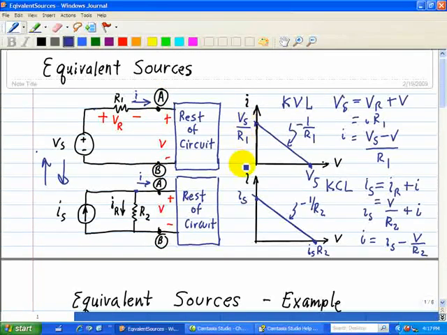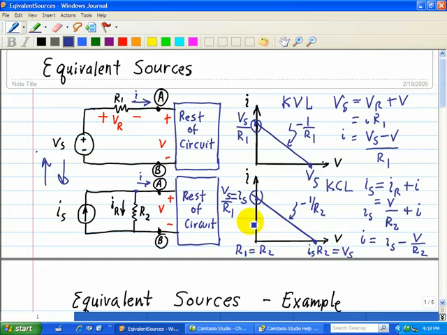Now, in order for these to have identical IV characteristics for both circuits at terminals A and B, we must set these equal. This point here must be equal to this point here. So we set Is equal to Vs divided by R1. So now we have that relationship. And now we have Is R2 equal to Vs. And if we want the same IV characteristics, resistor R1 and resistor R2 have to be equal. That is, R1 is equal to R2.